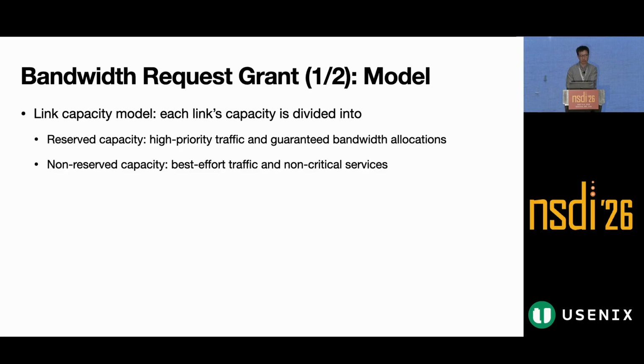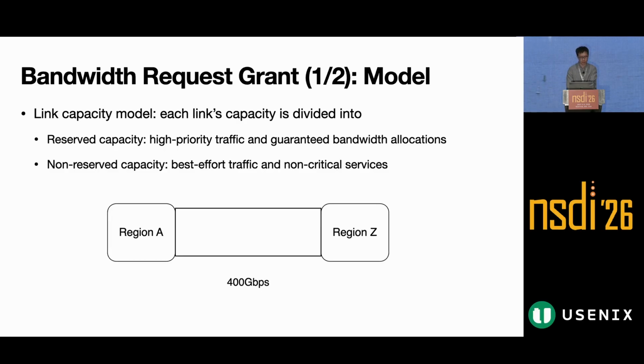After a bandwidth request is submitted, Net-P4ct determines whether the request can be granted based on current resource availability. Each link's capacity is divided into two classes: reserved capacity and non-reserved capacity. Reserved capacity is used for high priority traffic and guaranteed bandwidth allocations, and non-reserved capacity for best effort traffic and non-critical services. This is to ensure fault tolerance. We reserve a portion of the network's total link capacity as headroom to support disaster recovery scenarios.